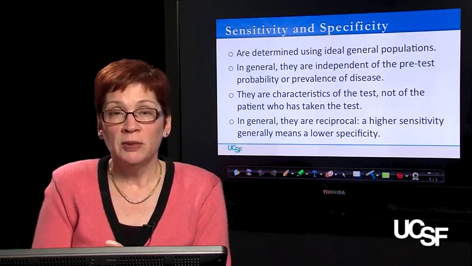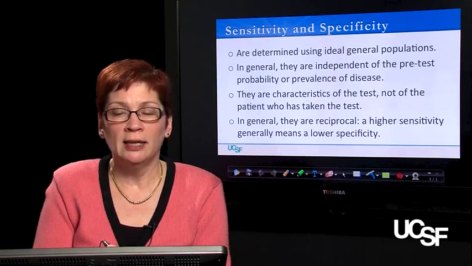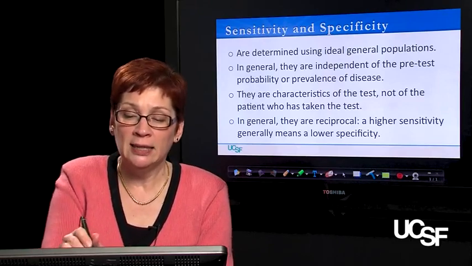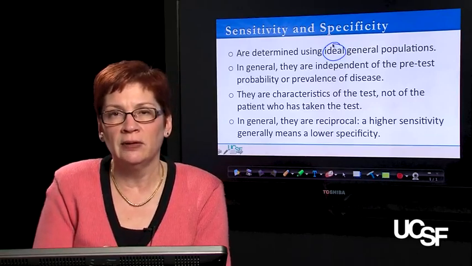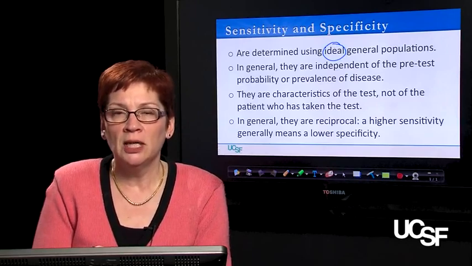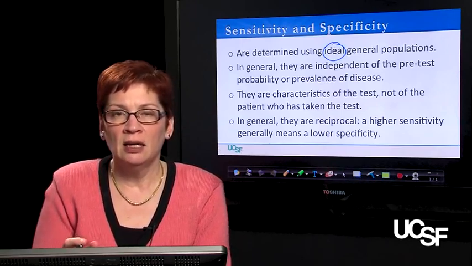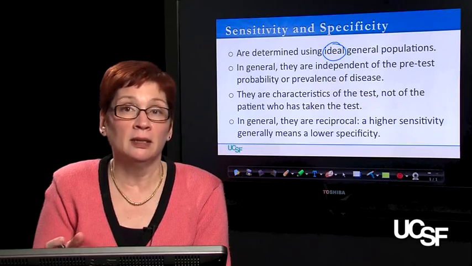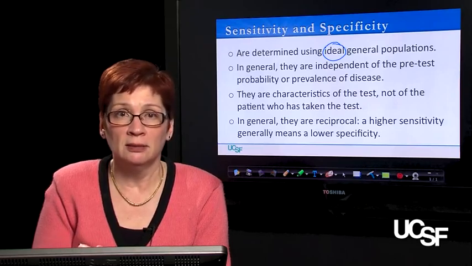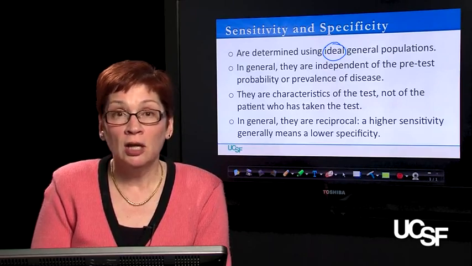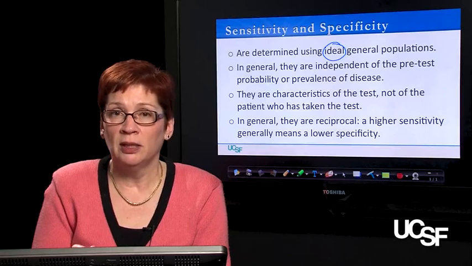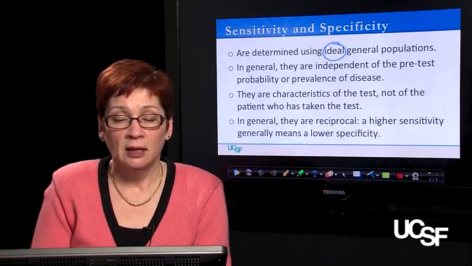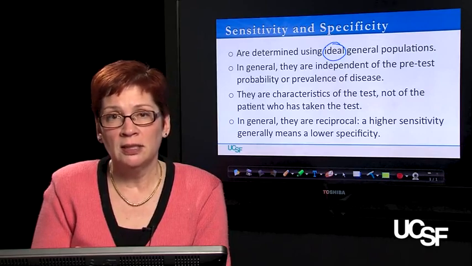Now, they're determined because the test has been tried on ideal general populations. And ideal in this situation, when you're defining test characteristics like sensitivity and specificity, means a population that has a mixed possibility of having that particular disease. In general, sensitivity and specificity are independent of the pretest probability or prevalence of disease. There are some exceptions to this.